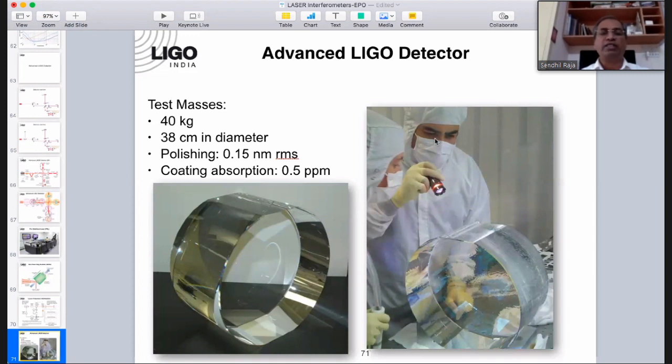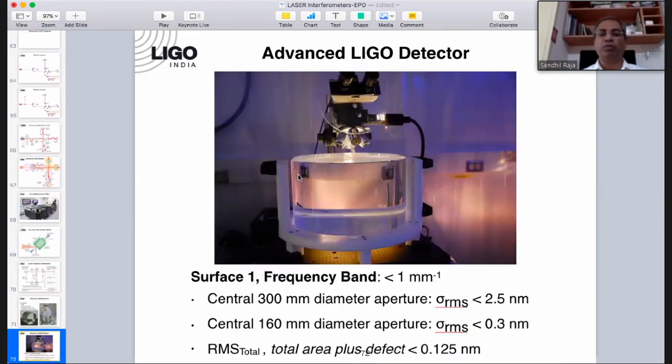The advanced LIGO optics are pretty large mirrors because these are 4 kilometer long cavities, and the mode at the cavity is something like 120 mm diameter. So the mirrors are pretty large, or quite larger than that. They're 38 centimeters in diameter and 40 kg in weight to take care of the radiation pressure. And the coating has very, very small absorption, 0.4 to 0.5 ppm. These are very difficult to achieve, and that's one of the limiting characteristics for measurements.